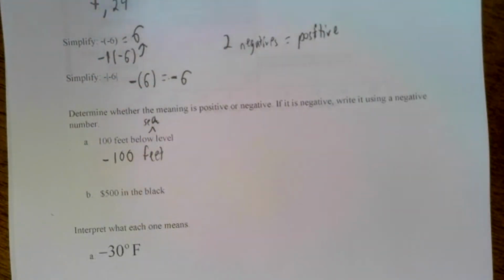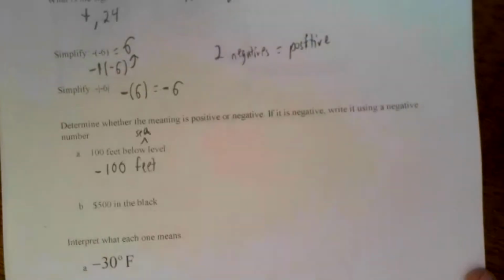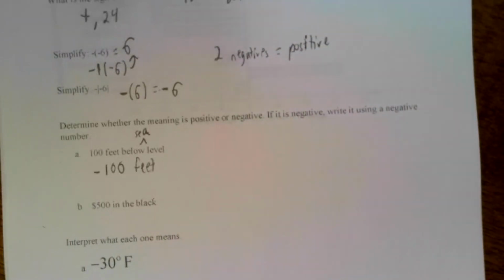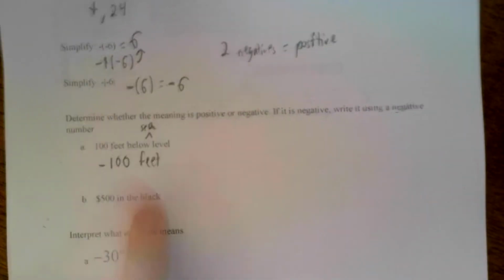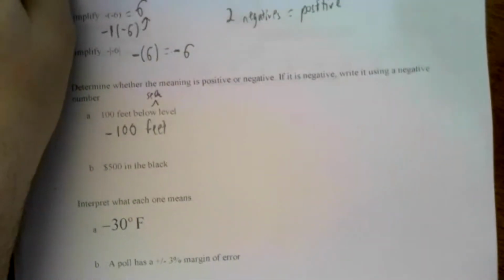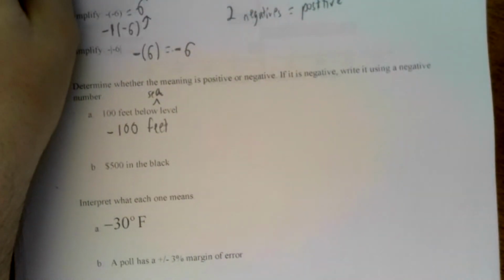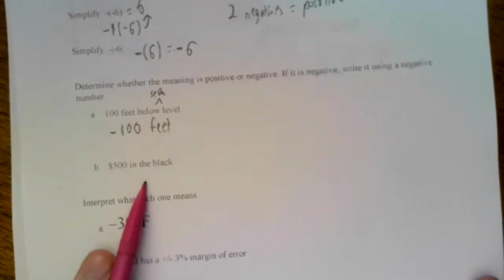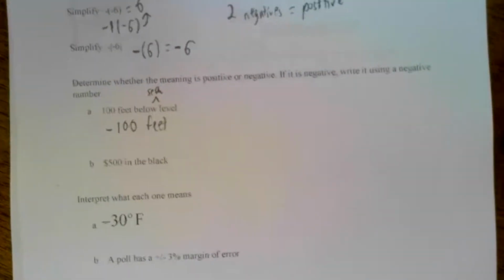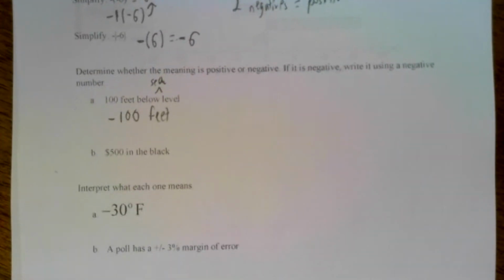So what about the next one? The next one says we are $500 in the black. Does anybody know what that means? $500 to the good. Yes, yeah. So if you're in the black, I believe this is where Black Friday comes from, right? When people are shopping, businesses are moving into the black, or they're making money. So $500 in the black is just a positive $500. Okay? All right.